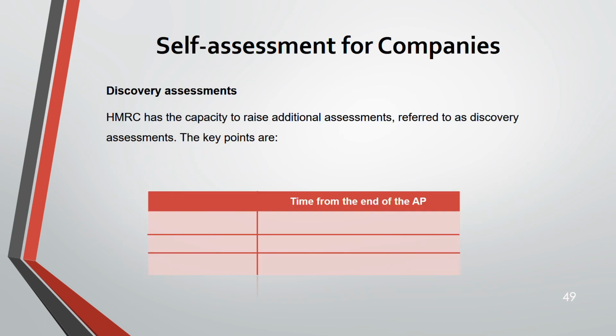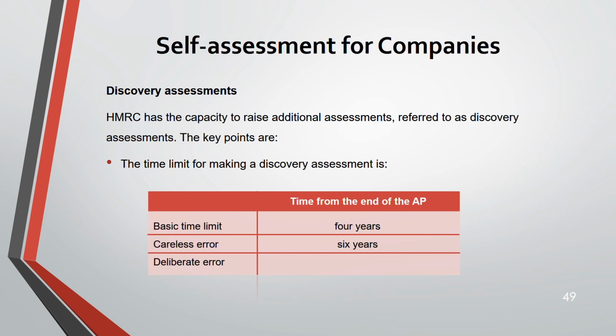Now, there is a time limit for making a discovery assessment. The basic time limit is 4 years, for a careless error 6 years, and for a deliberate error 20 years. This is the time from the end of the accounting period. A company may appeal against a discovery assessment. You can even appeal against it, saying you don't accept it.